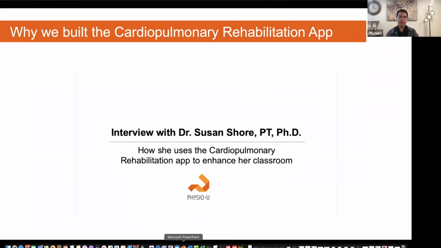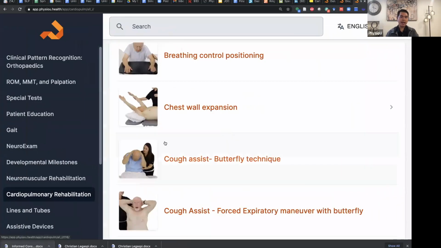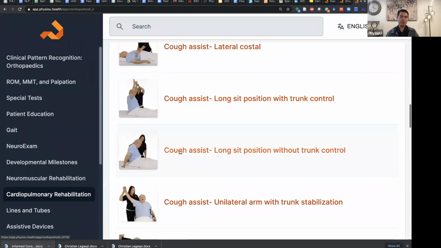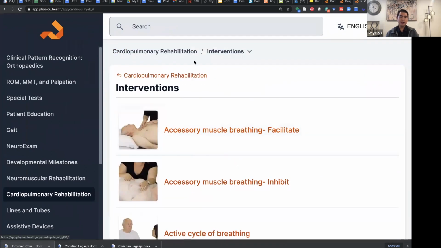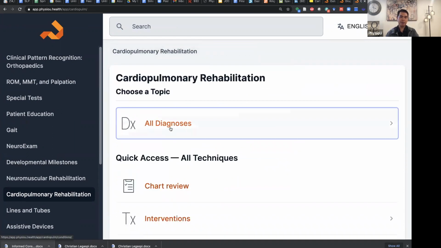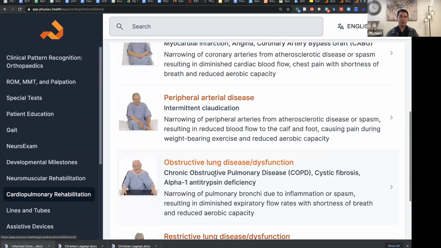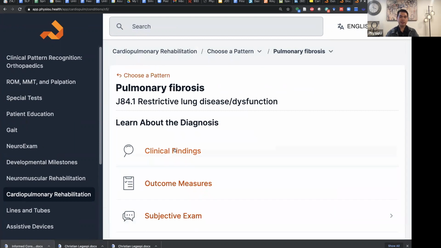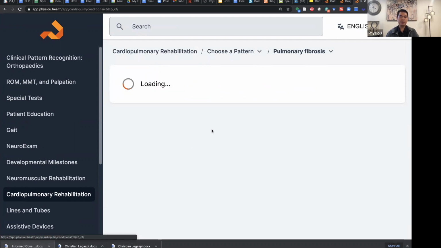Right. Yeah, exactly. And I would add in just one more before I open it up for some questions for Susan. The other thing that I think is unique here. So if we chose a condition, which you had mentioned earlier, so let's go to here, restrictive lung disease, under clinical findings.